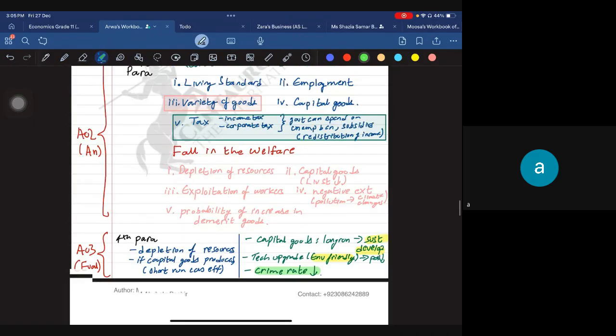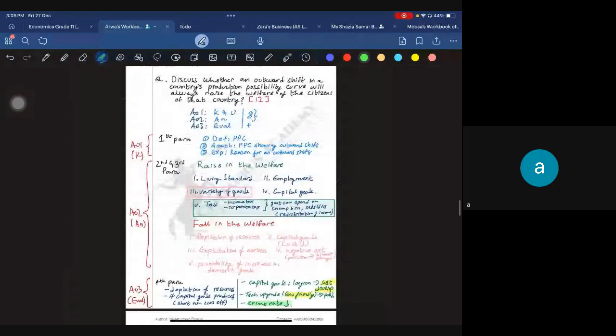So this is how you attempt a 12 marker. You understood everything from here? Yes, sir. Very nice. Very good.